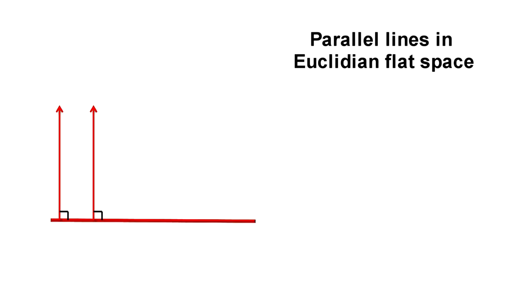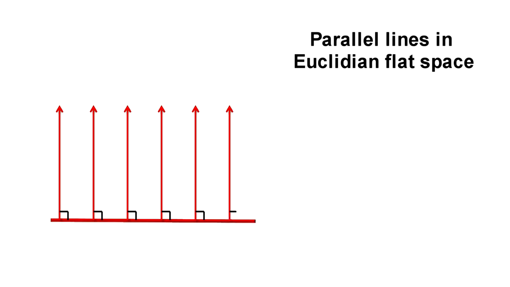If we draw geodesics that are each perpendicular to a third line, they will be parallel to each other. They will never cross, even if they are extended to infinity. This is a key characteristic of flat Euclidean space.